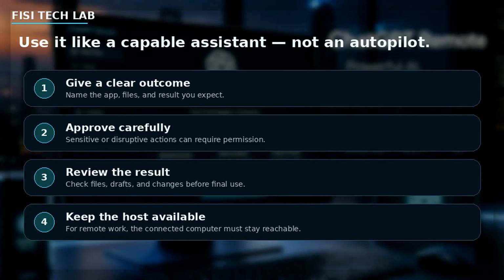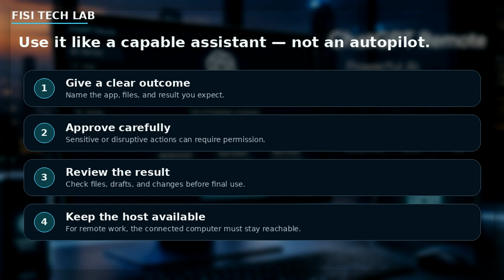For the best results, follow 3 simple rules. First, give ChatGPT a clear outcome. Name the app or folder, describe the result, and include important limits. Second, approve access carefully and only give the task what it needs. Third, review the result before final use, especially for important documents, messages, financial information, or actions that affect other people.